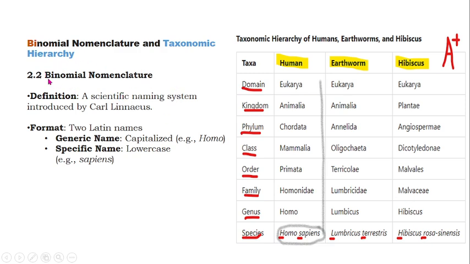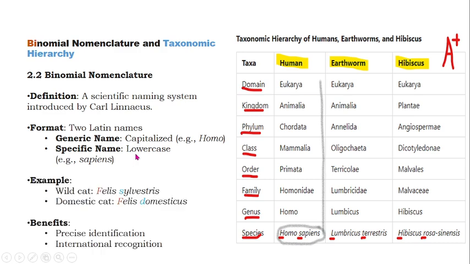So for binomial nomenclature, you should keep in mind that the names of organisms should be Latin names. Those Latin names should have the genus followed by the species. Genus should start with a capital letter. Now species should start with a lowercase letter. So I hope you are understanding.